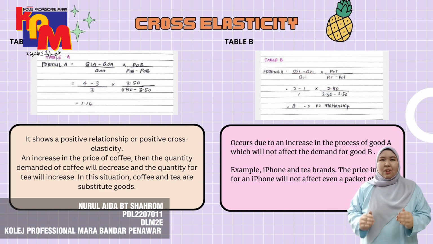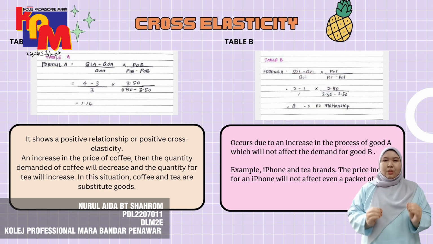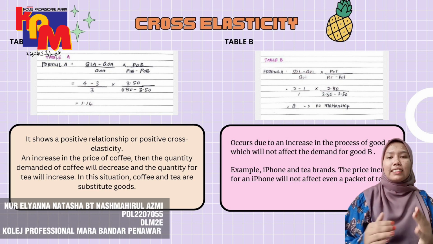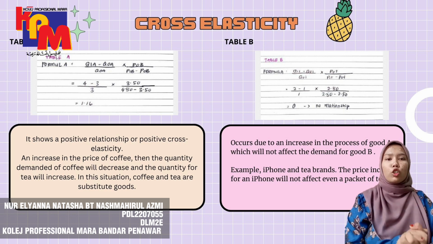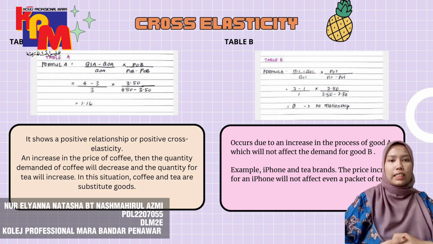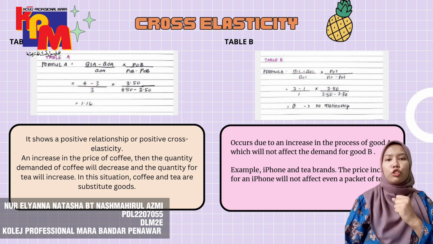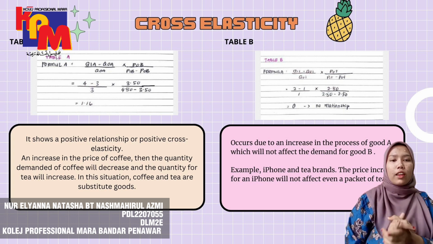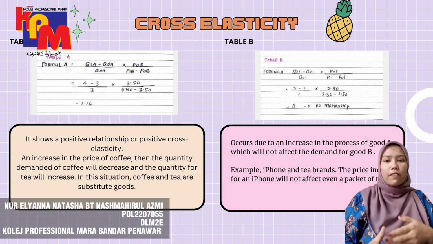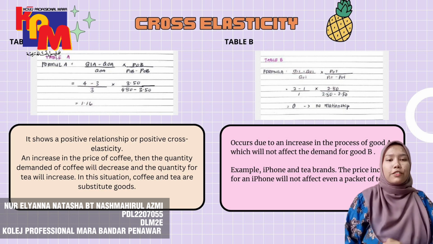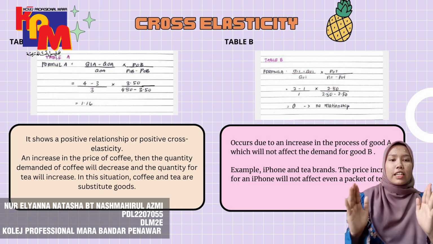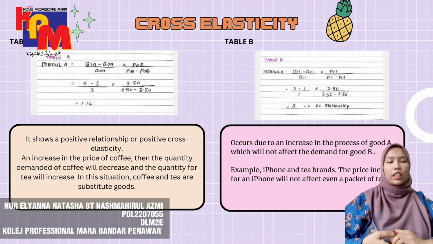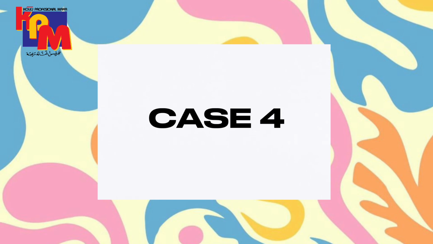In this situation, coffee and tea are substitute goods. For question 3, in table B, it does not show any relationship, known as zero cross elasticity. This occurred because an increase in the price of good A will not affect the demand for good B. For example, as in the table, iPhone and tea brand, the price increase for an iPhone will not affect even a packet of tea.